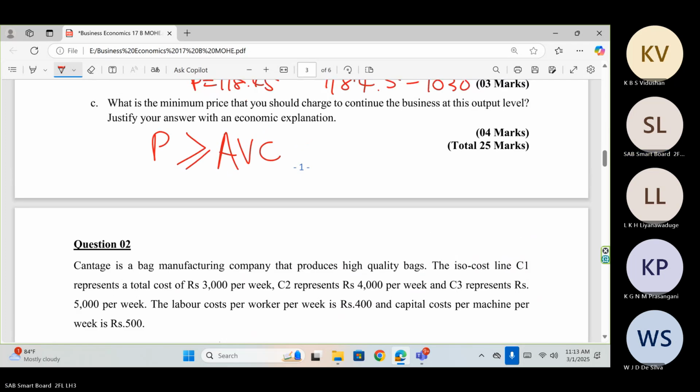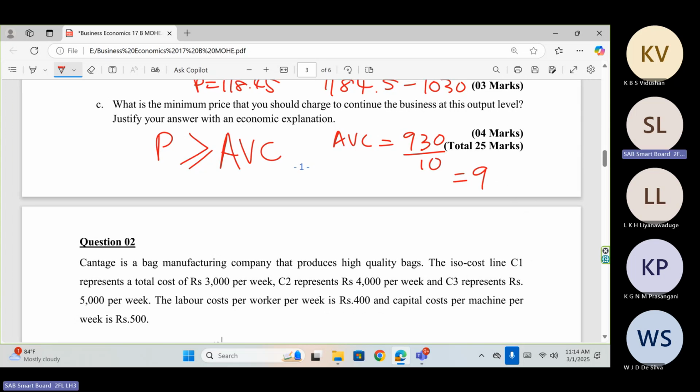930. AVC equal 930 divided by 10. එතන කීයද price එක? 93. 93 වත් charge වෙනවා නම් තමයි business එක continue කරන්නේ. No issue. Okay.